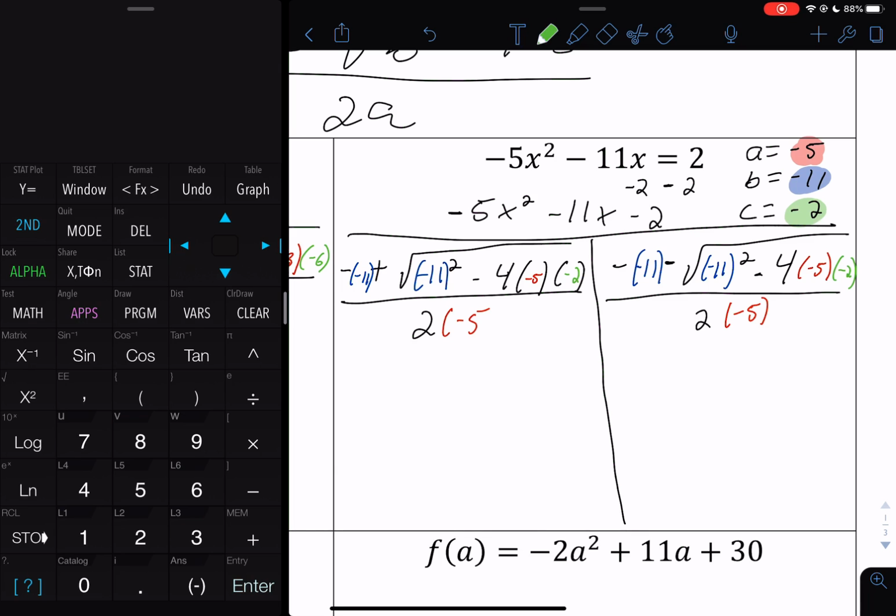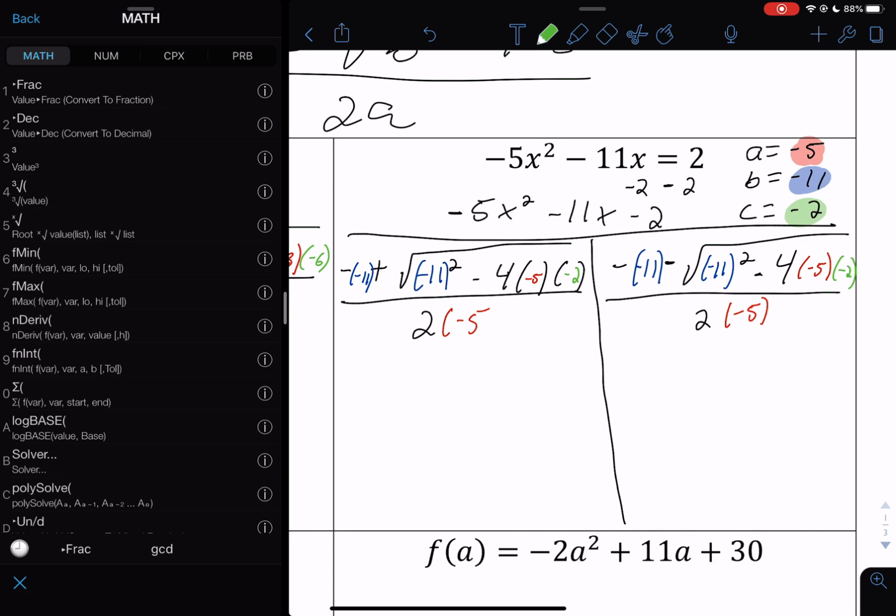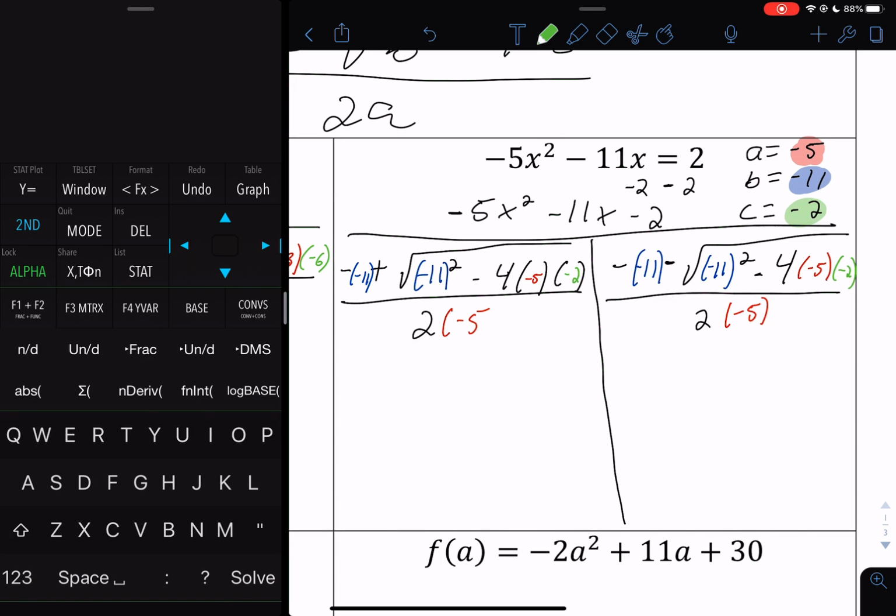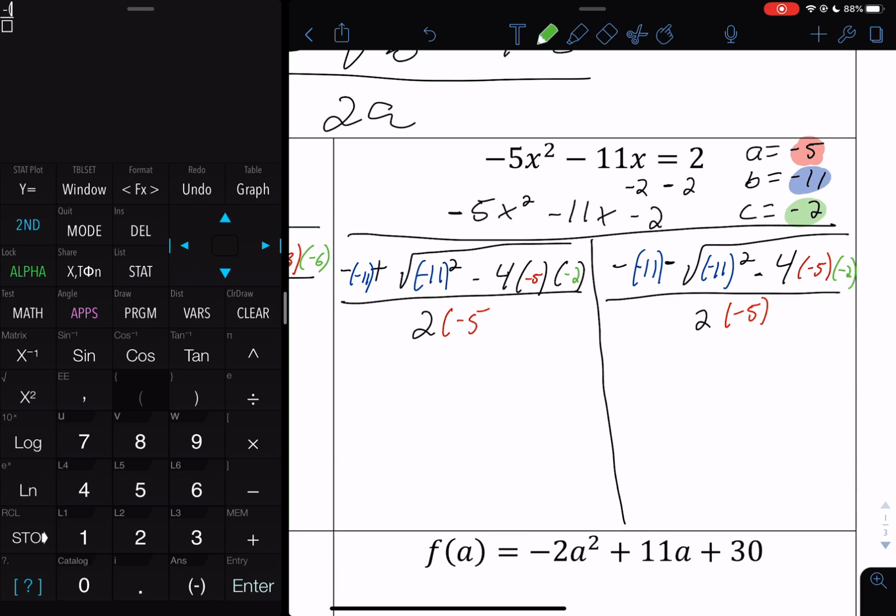Again, I will use my calculator. Remember to do the positive and the negative version. So I will start with my fraction. Alpha y equal enter. Negative parenthesis, -11, close parenthesis, plus second square root, parenthesis, -11, close parenthesis, square, minus 4, parenthesis, -5, close parenthesis, parenthesis -2, close parenthesis, everything over 2, parenthesis, -5, close parenthesis. Press enter, and my first x-intercept is at x equals 0.2.